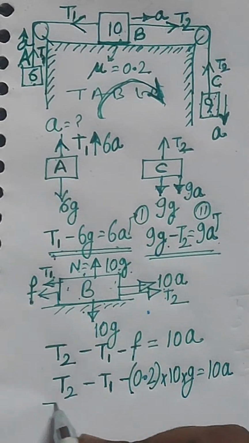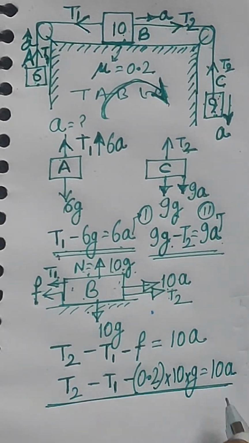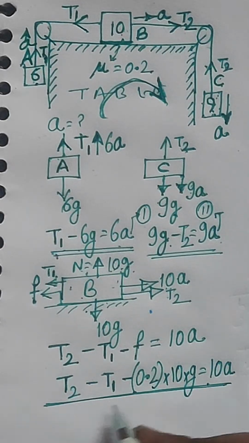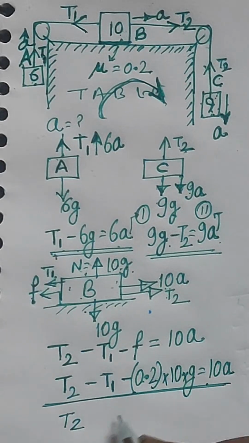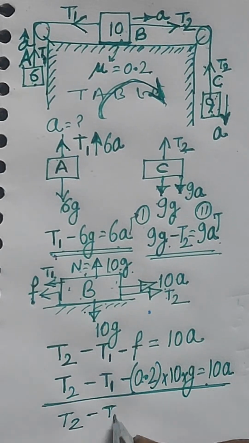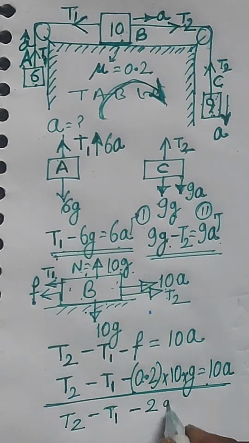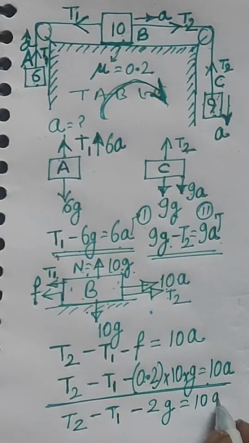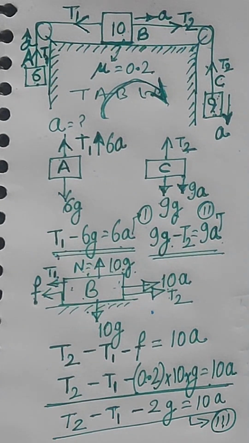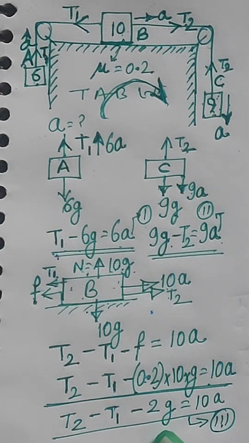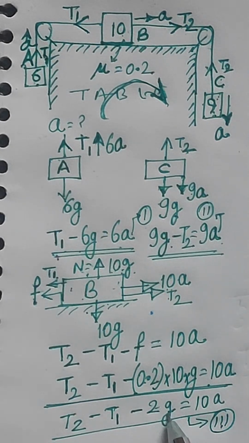Let us say this equation is arrived at, and this is equation number 3, right? When you multiply 0.2 with 10, it will be 2. So T2 minus T1 minus 2g is equal to 10a. Let us say this is equation number 3. Now we have, Kevin, T2 minus T1 minus 2 equal to 10a. Not only minus 2, Kevin, it will be minus 2 into g, right? You have left this g. You can correct your answer.